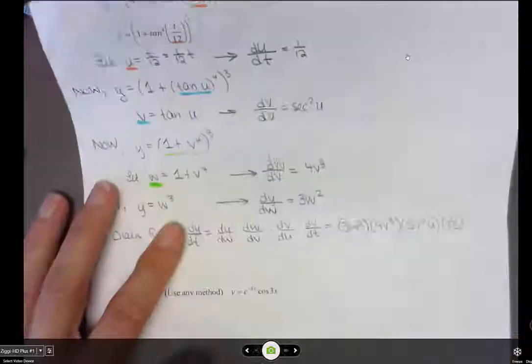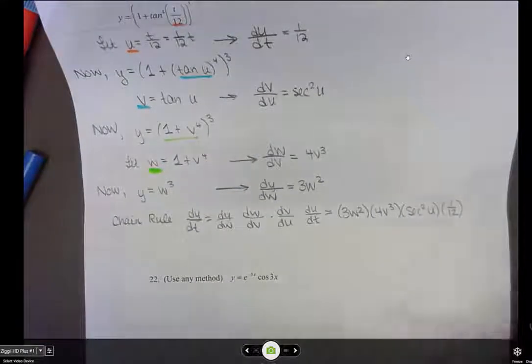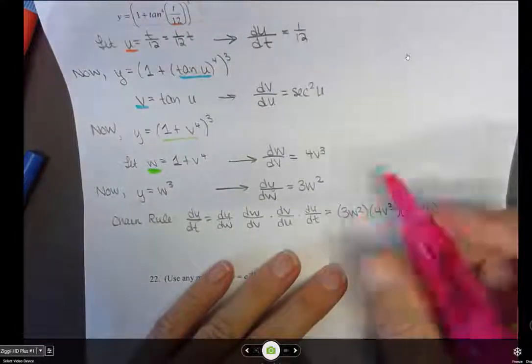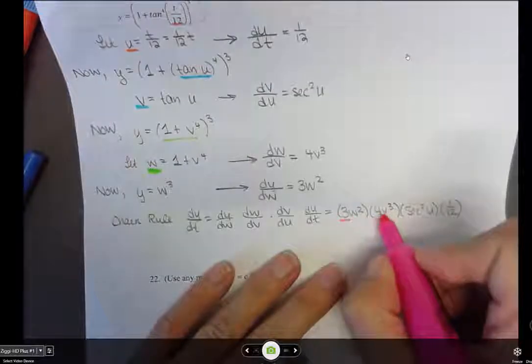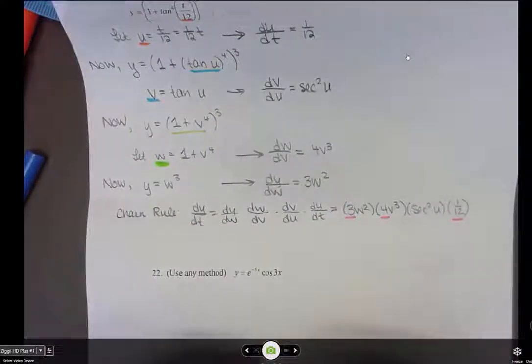Okay, I like to just multiply all the constants together. So let's see. 3, 4, 1/12. Well, 3 times 4 is 12. So I have 12 times 1/12. So the constants just all cancel. We get 1.